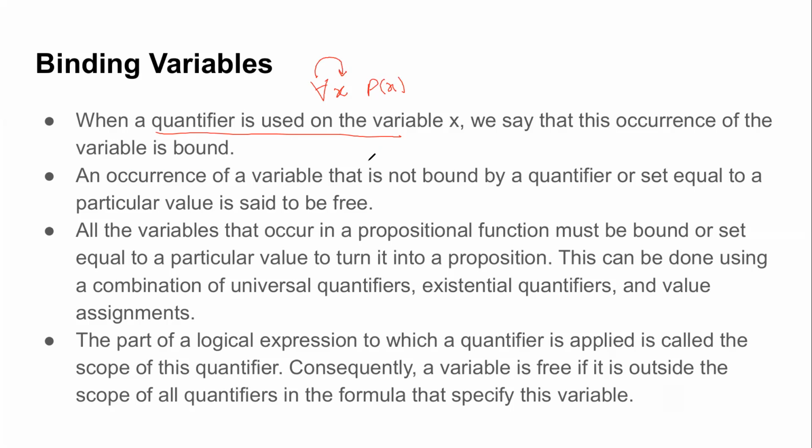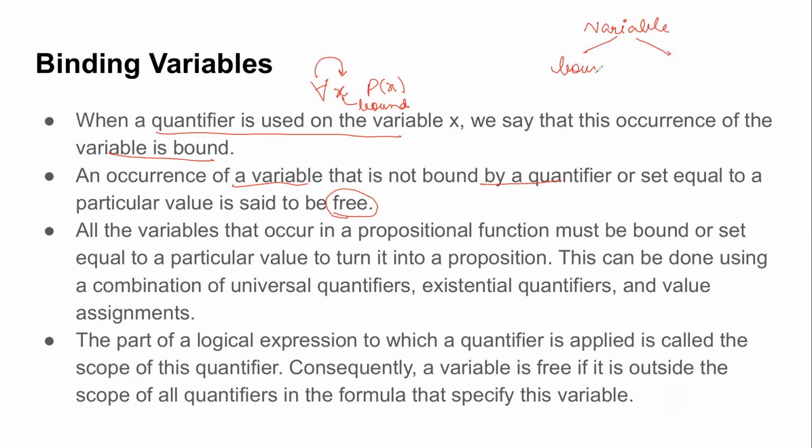Whenever you use a quantifier on any variable, we say that that variable is now bound. So any variable in a predicate, in a propositional function, in a predicate statement, if a quantifier is used with it, such a variable occurrence is known as a bound occurrence. Any occurrence of a variable which is not bound by a quantifier, or has no value given to it, where you have not fixed its value, is known as free. So in any predicate statement your variable can have two kinds of occurrences.